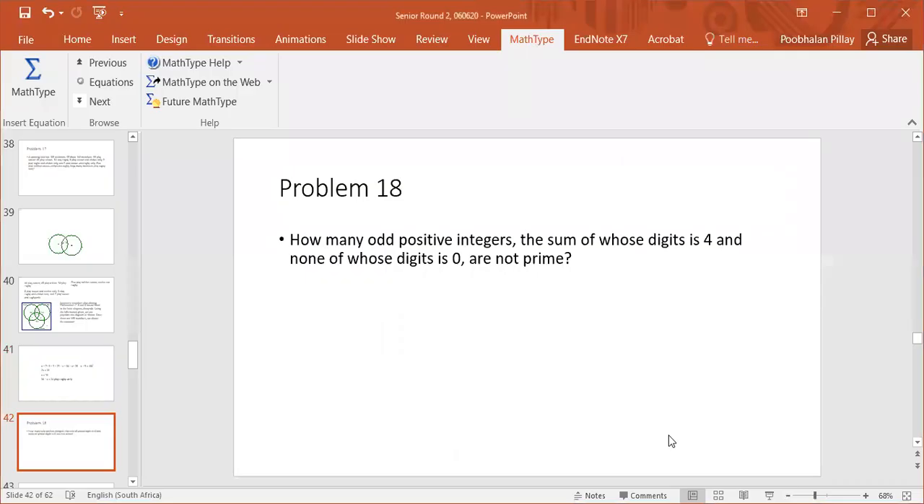Okay, going to problem number 18. How many odd positive integers, the sum of whose digits is 4, and none of whose digits is, yes?